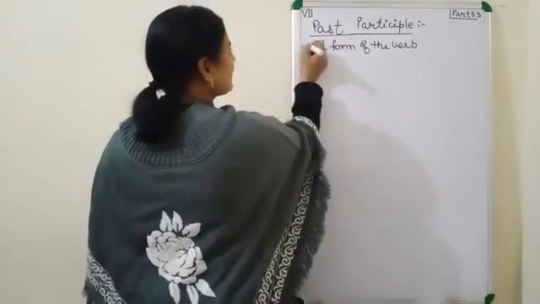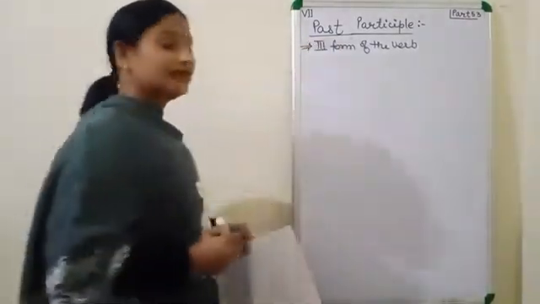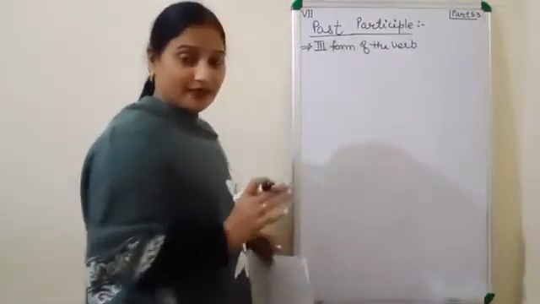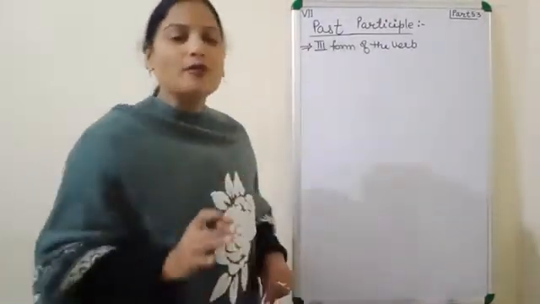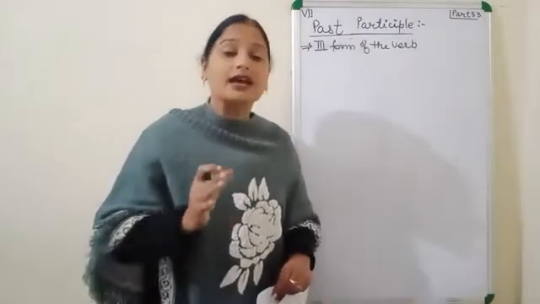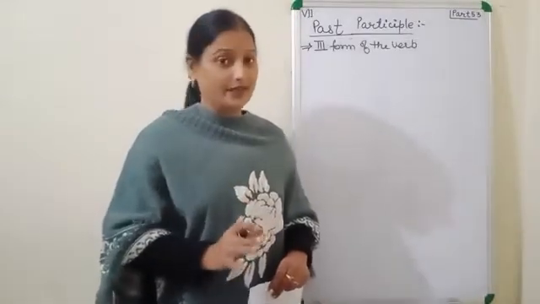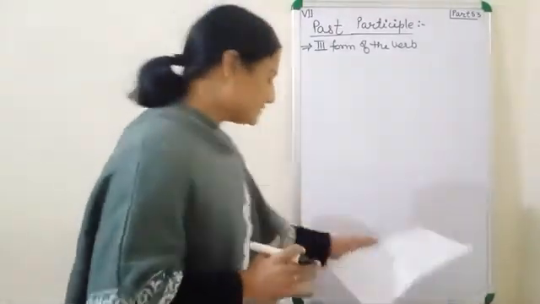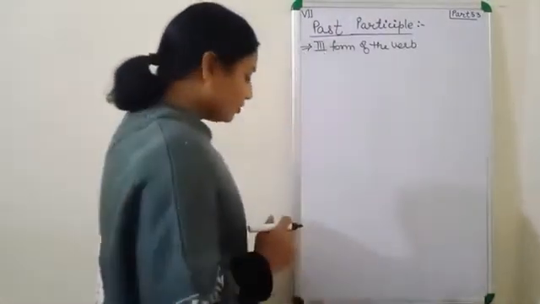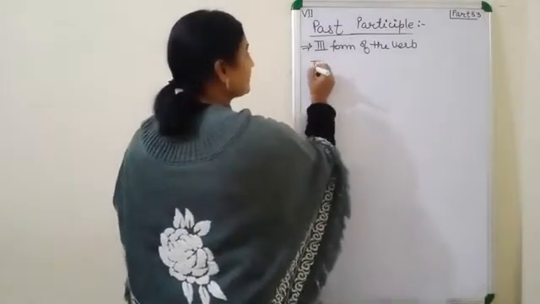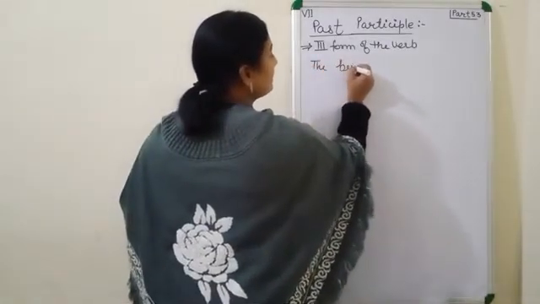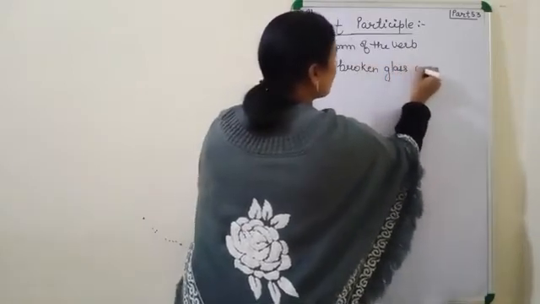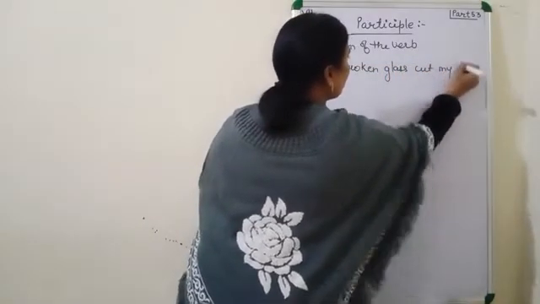Now, for the past participle, we use the third form of the verb, where the third form of the verb acts as an adjective. Then that is called the past participle. Now see some examples. The broken glass cut my foot.